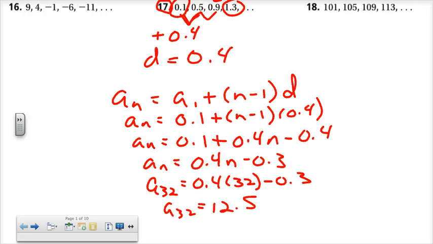That's why, as I've talked about in class repeatedly, if we have a choice about which formula, which rule we're going to use, we should use the explicit.